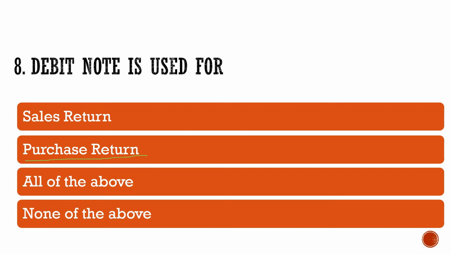Remember, purchases come on the debit side. So purchase return will be known as a debit note. Sales come on the credit side. So sales return will be known as a credit note. Clear?